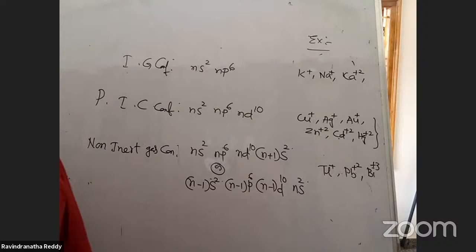So generally, if polarizing power is more, covalent nature is more. Polarizing power is directly proportional to covalent nature.